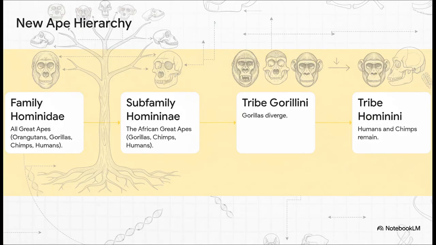So let's walk through this new hierarchy. At the very top, you have the family Hominidae, which is all the great apes. Then, if we zoom in, you get the subfamily Homininae, which groups together just the African apes. That's gorillas, chimps, and humans. Then, at the tribe level, the gorillas branch off on their own, and that leaves just us and chimps together in the tribe Hominini. It just goes to show how incredibly close our evolutionary relationship really is.